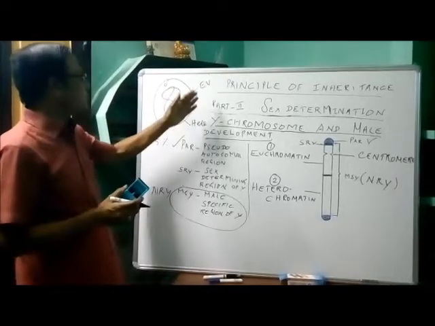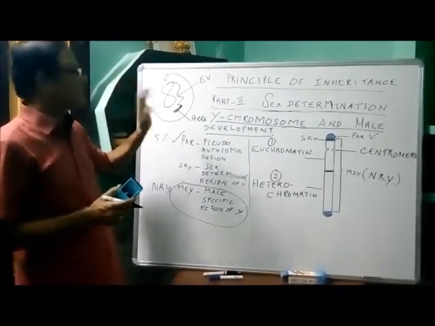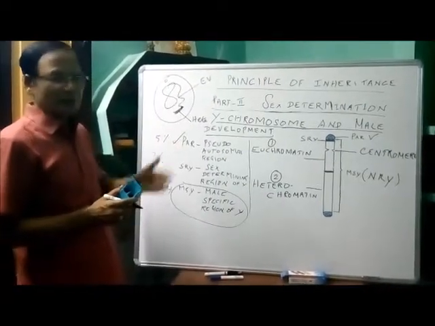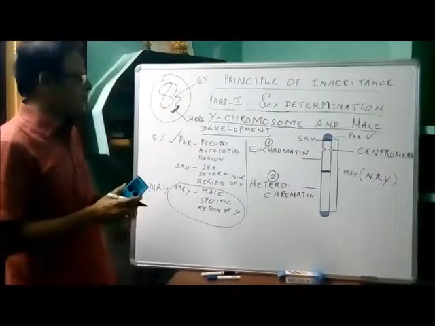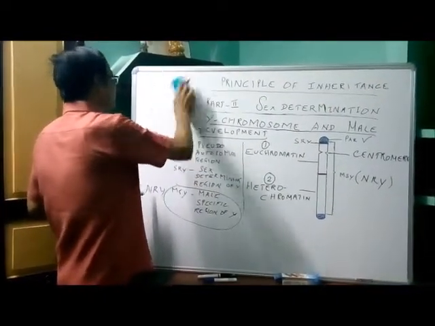You can see euchromatin and heterochromatin only during the interphase nucleus. Now this is the interphase nucleus. These are all the chromatin fibers. The chromatin is differentiated into euchromatin and heterochromatin. Now, there is a difference between euchromatin and heterochromatin.